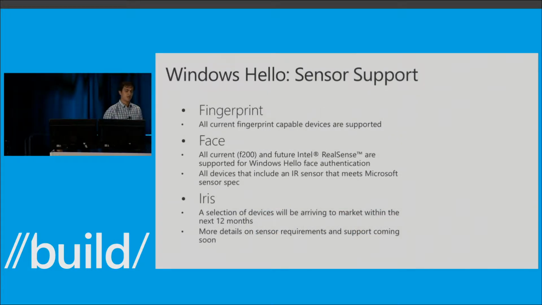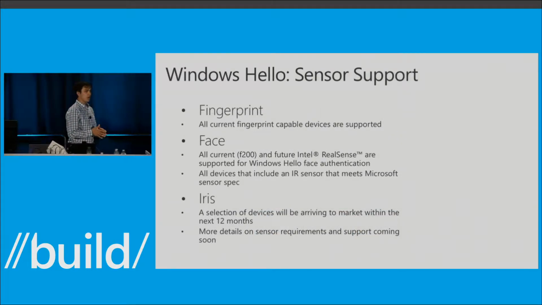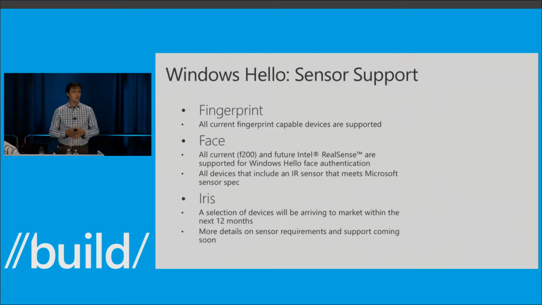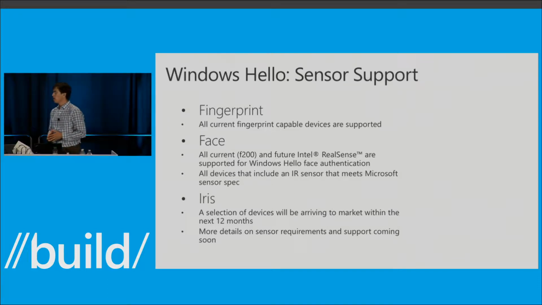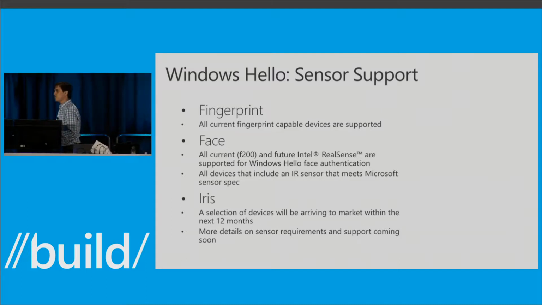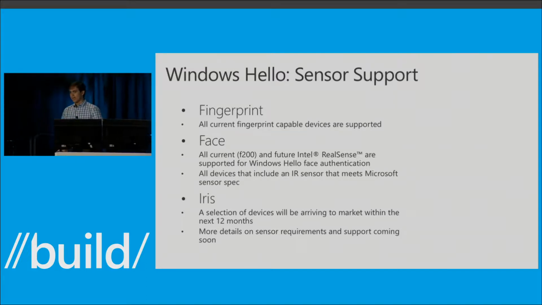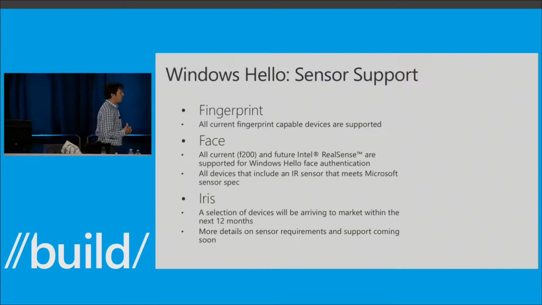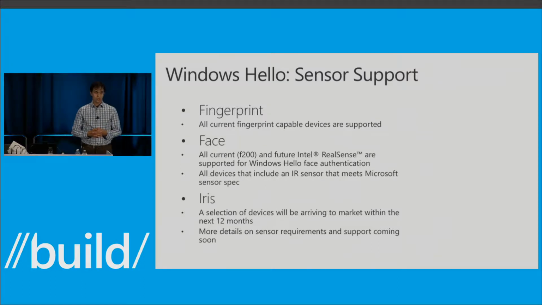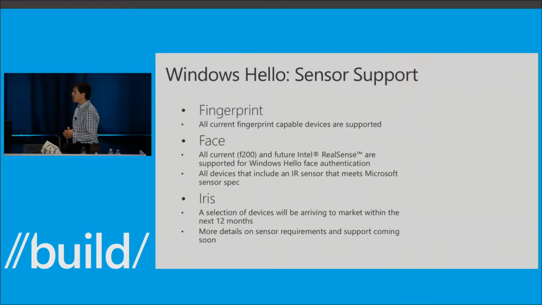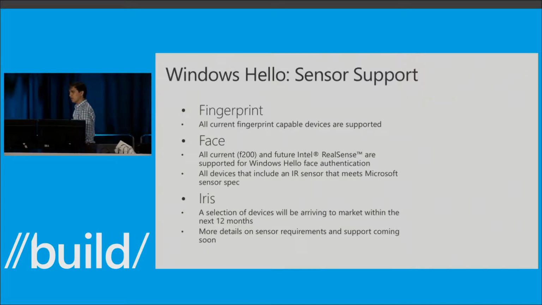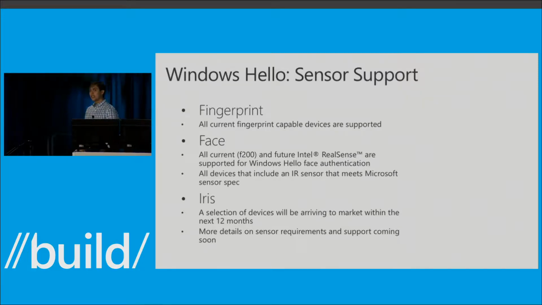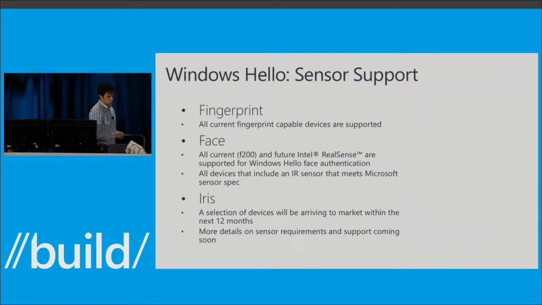In terms of device support, all of the current and future fingerprint sensors will continue to work with Windows Hello. For face, all current and future Intel RealSense 3D cameras will be supported with Windows Hello. And in general, any device with an IR sensor that meets the published specs that we have will be supported with Windows Hello. For Iris, there will be a set of devices coming in the market within the next 12 months, but more details on the actual sensor requirements and the support will be coming soon.